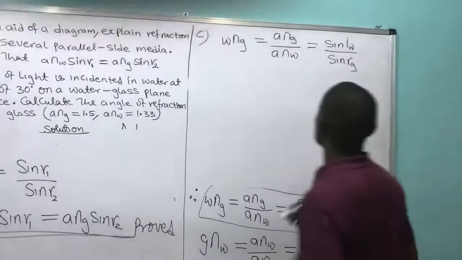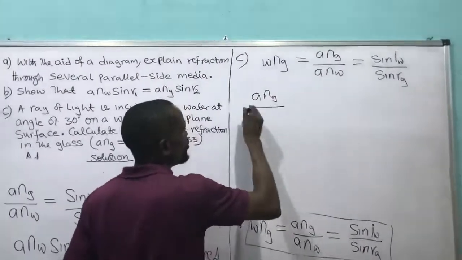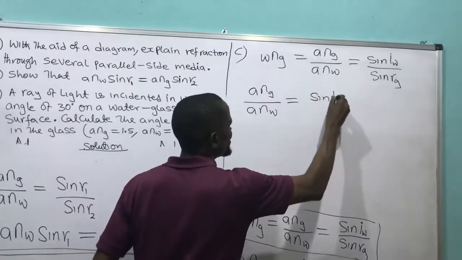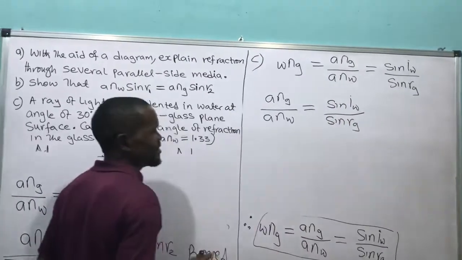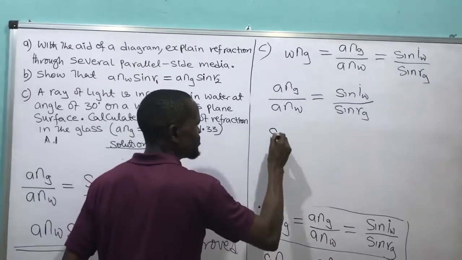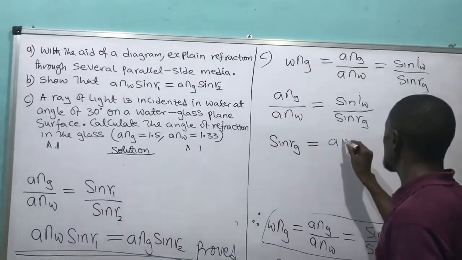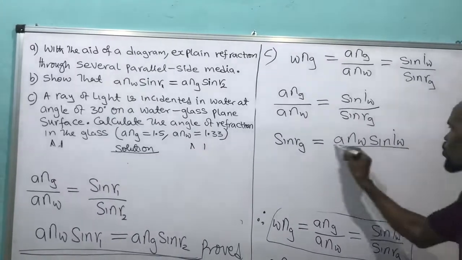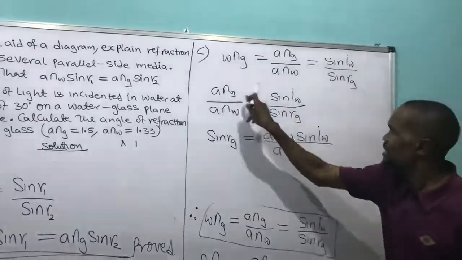refraction in glass. Then I can now say that n of air to glass over n of air to water is equal to sine of incidence in water over sine of refraction in glass. Do you get what I'm saying? What they ask me is refraction in glass. With cross multiplication, making it the subject of the formula, I will have the sine of r in glass equals n of water times sine of incidence in water over n of glass.